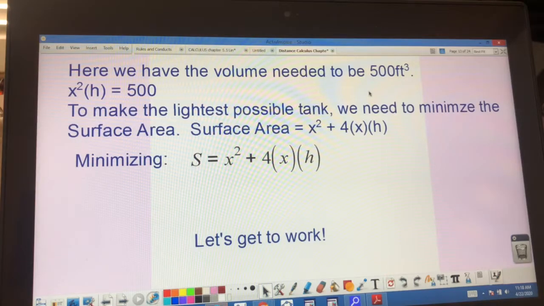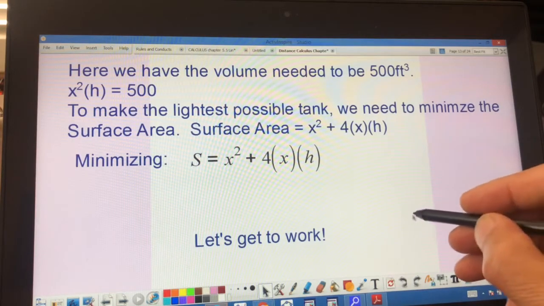So this first formula I have here is the volume of the tank, which is the base area. There's your x squared. We don't know what size the base is going to be, times the height. That must equal your 500 cubic feet. So now there's two variables in there, your x and the h. Why is it x squared? Because there is a square base.